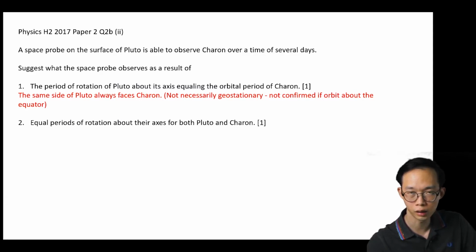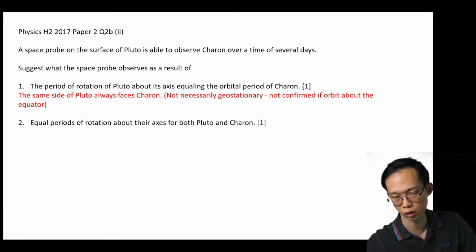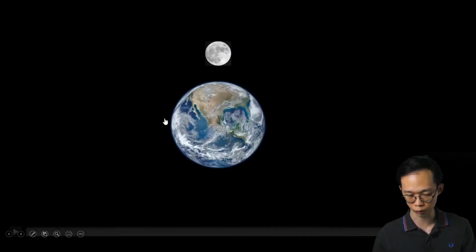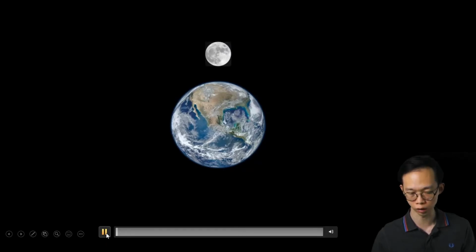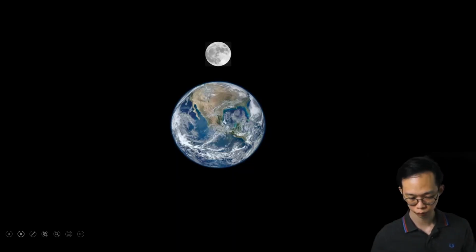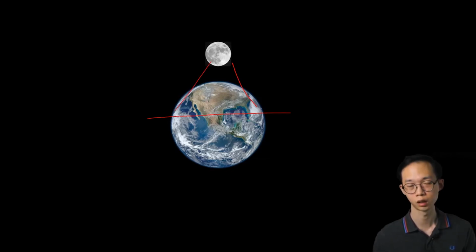Now, why didn't I say geostationary orbit? There was nowhere in the question that says Charon orbits exactly above the equator, and we know that is one of the criteria for a geostationary orbit. So what we can say is that the same side of Pluto always faces Charon. Have a look at how this plays out in this animation again. It's just like saying the same side of Earth always faces the moon. From this animation, this side of Earth always faces the moon, like that.